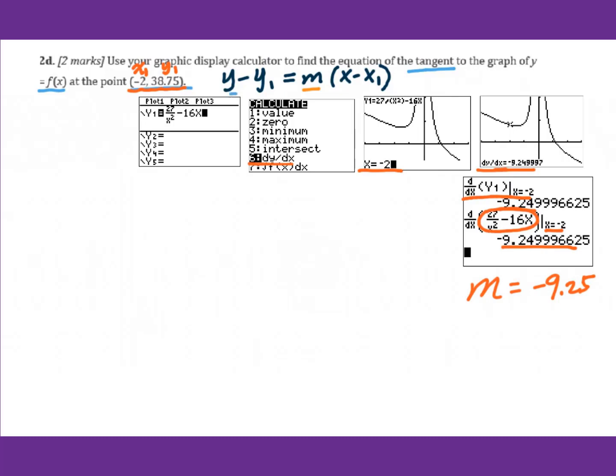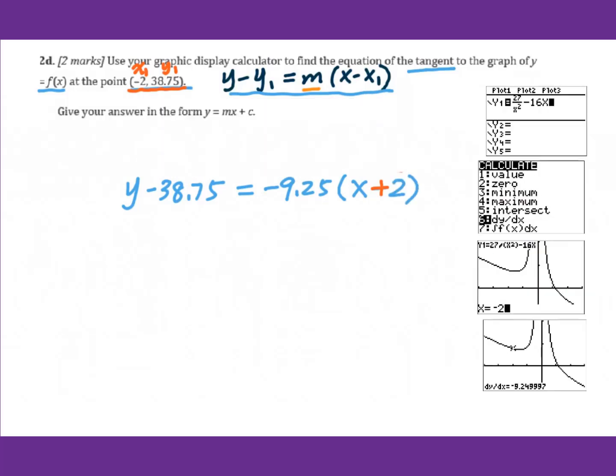Then we use this formula to write down the tangent line. We have y minus 38.75 equals negative 9.25 times x minus negative 2, which means we plus 2. But you have to change into y equals mx plus c form. If they didn't ask you to do that, this would be the answer. But for this question, you need to change into y equals mx plus c form.